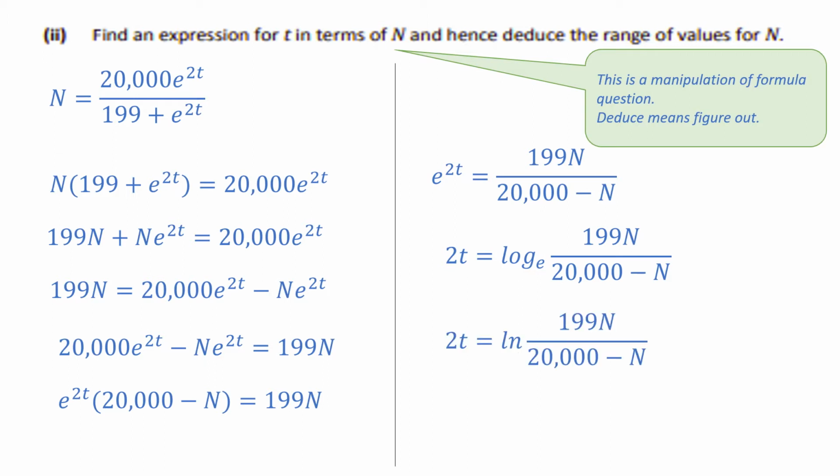Now, log to base e is just another way to say natural log. So if you went straight to natural log, that's perfect. So then to get t on its own, we're going to divide that whole thing by 2. Now that's not very nice. We rarely use that division sign. I would use it at the end of questions where I just want to put it into my calculator, but here this is not ideal.